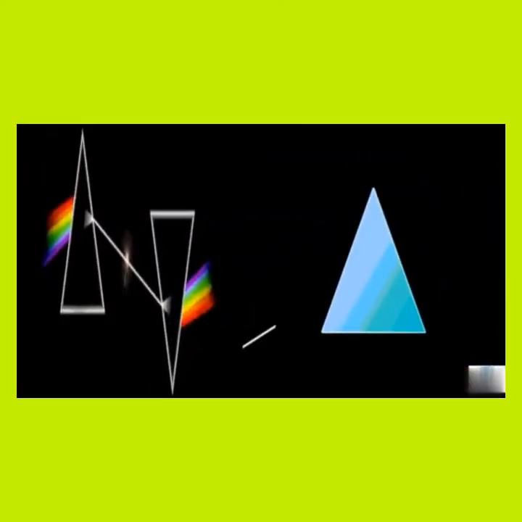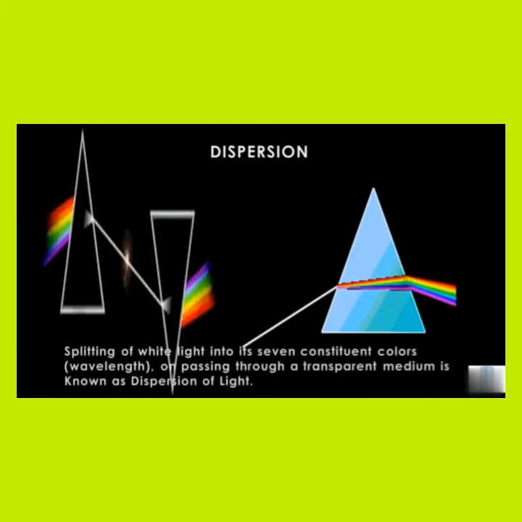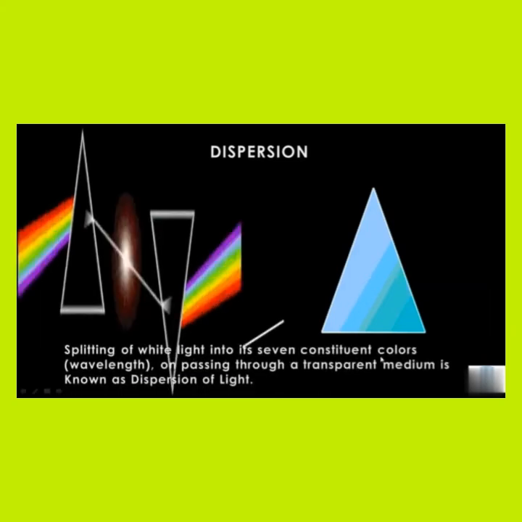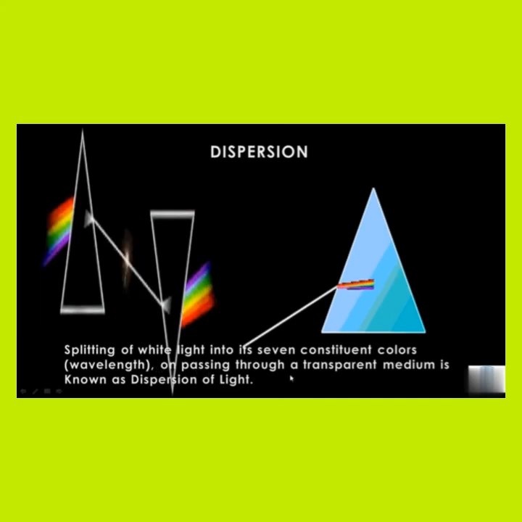The last topic is about dispersion. Splitting of white light into its 7 constituent colors on passing through a transparent medium is known as dispersion of light.